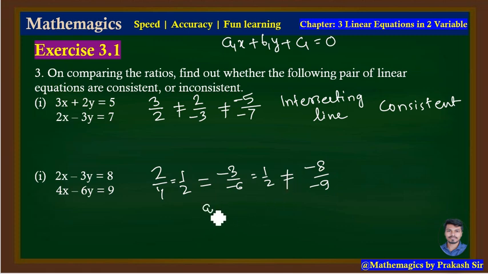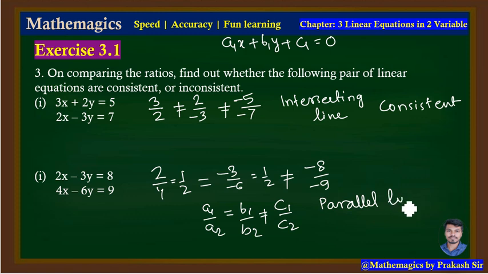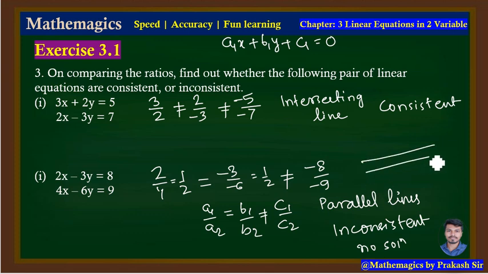It means it is representing A1 by A2 is equal to B1 by B2, which is not equal to C1 by C2. And dear friends, what is this? This is parallel lines. And as it is a parallel line, it is inconsistent because there is no solution, because both the lines will not intersect. It means there is no solution.